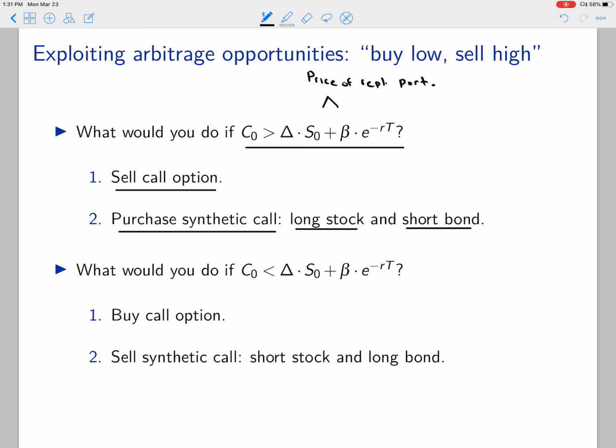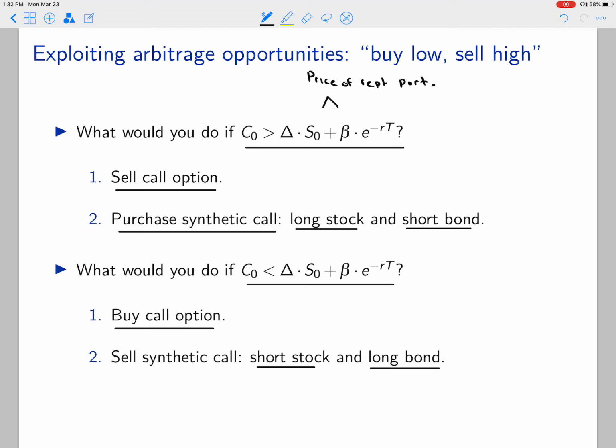However, this portfolio is going to generate positive profits at date 0. There's also another scenario. Suppose that the call option price is too low. That is, the price of the call option falls below the price of the replicating portfolio. In this scenario, there's also another arbitrage, and the way we exploit it is by buying low and selling high. The call is too cheap, so we buy the call option, and the replicating portfolio is relatively too expensive, so we sell it. We're going to short the stock and we're going to long the bond.